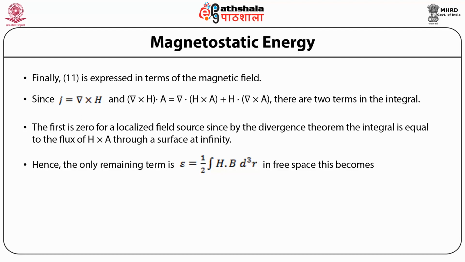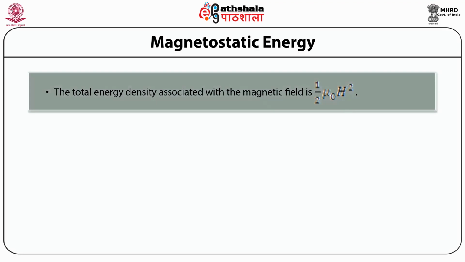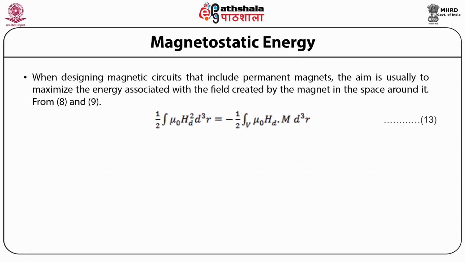In free space, this becomes epsilon equal to half of the integral of mu_0 H squared d cubed r. The total energy density associated with the magnetic field is half mu_0 H squared. This is actually a general statement irrespective of whether the field is created by electric currents or magnetic material. When designing magnetic circuits that include permanent magnets, the aim is usually to maximize the energy associated with the field created by the magnet in the space around it.